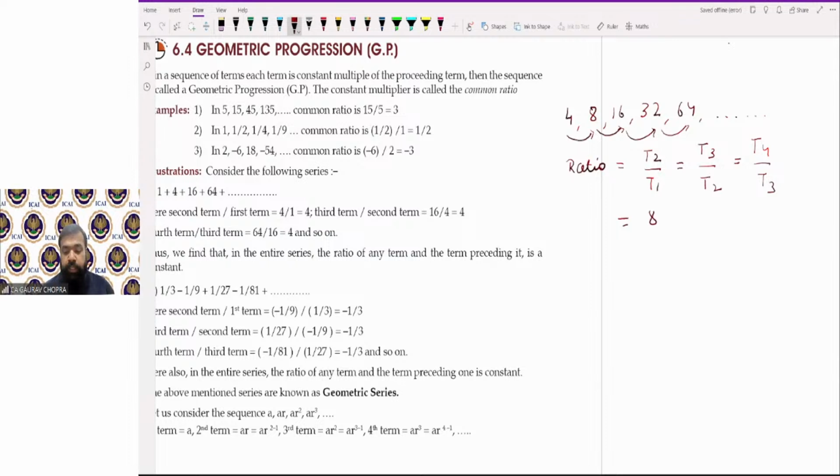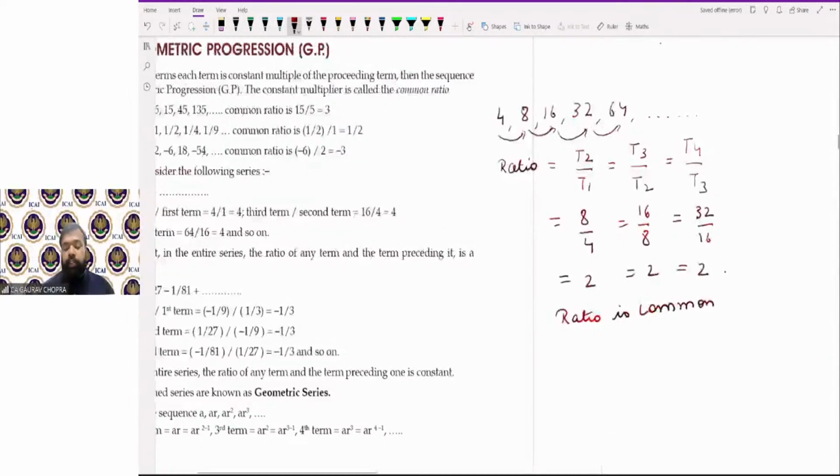So let us check. 8 upon 4. On the other hand, we are having 16 upon 8, then 32 upon 16. So all of them are giving 2. All of them are giving 2. So there is a common ratio. And whenever the ratio is common, then it is regarded as GP.